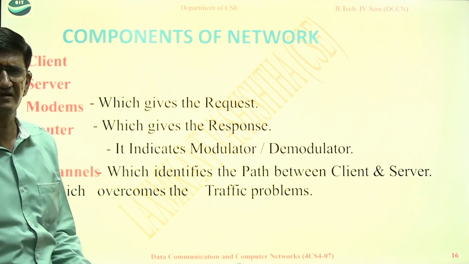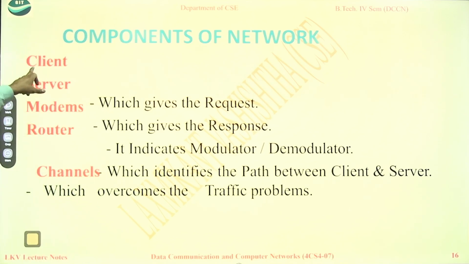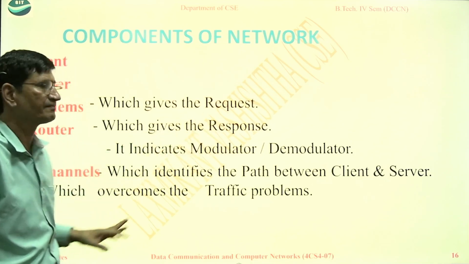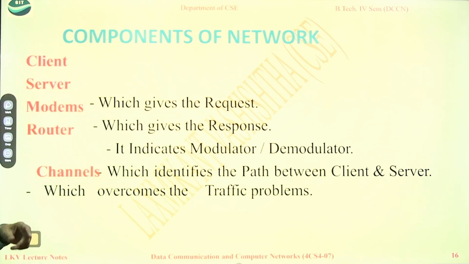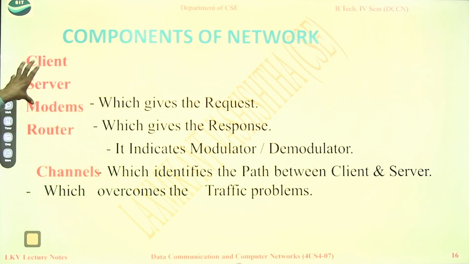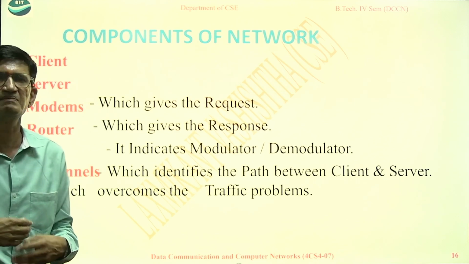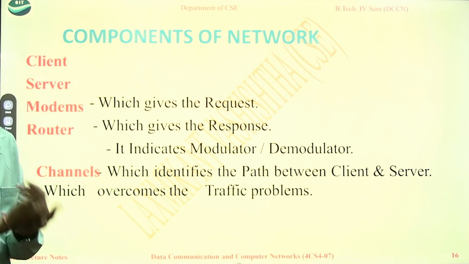Components of networks. We discussed the topologies, LAN, WAN, MAN, the network architecture. First, the client server model, which gives the request and which gives the response. Client and server. Again, repeating, listen carefully. Client, any node, host, it is a client. Server, again any node, any host, but able to communicate with each other. Client becomes a server and a server becomes a client. It is interchangeable as per the information wanted by any node.